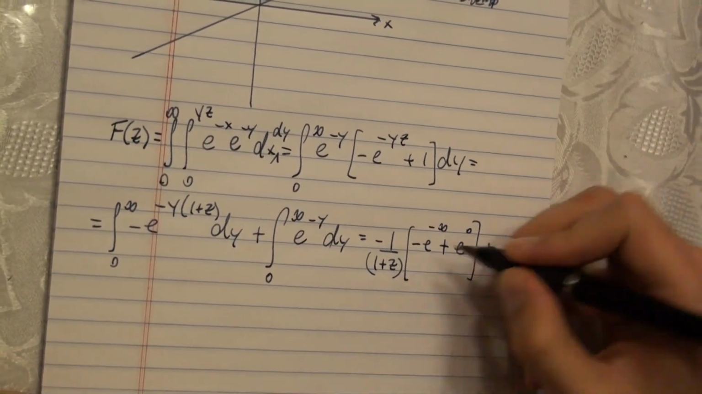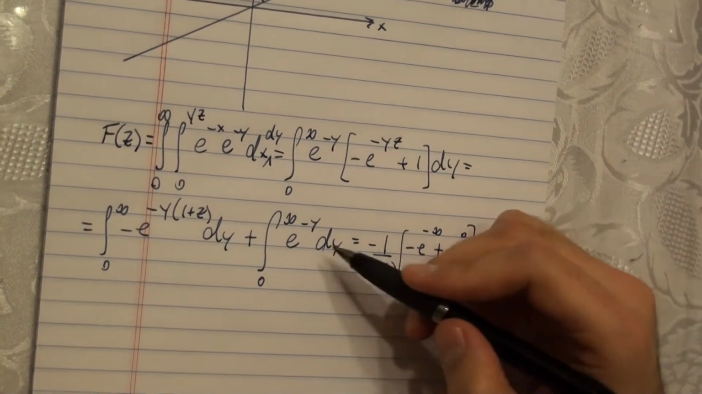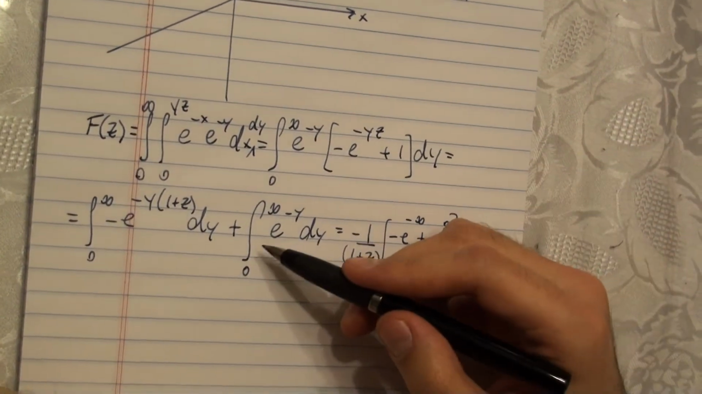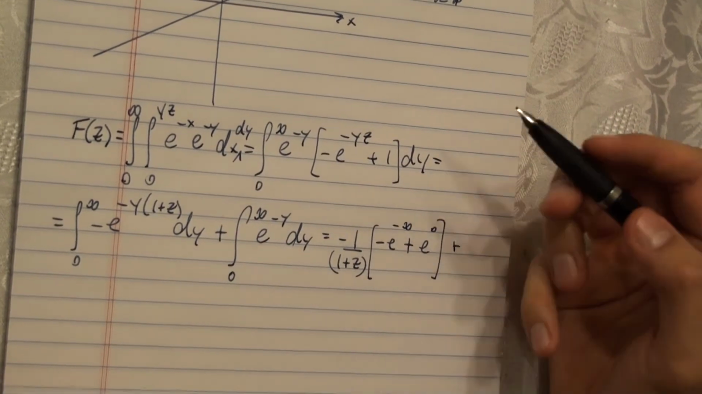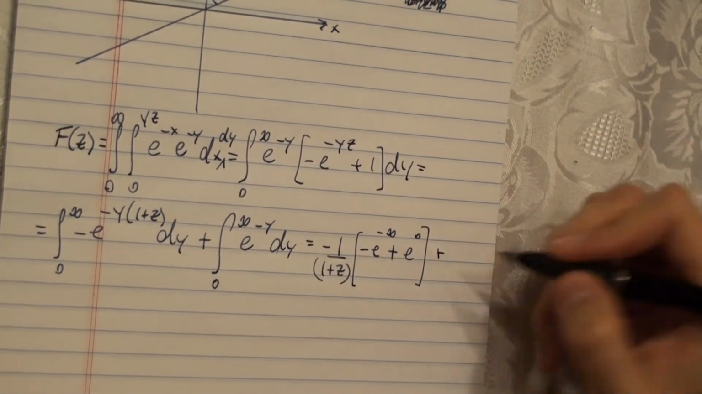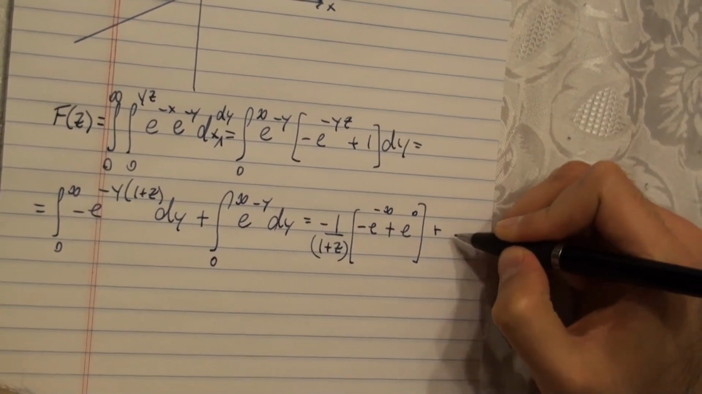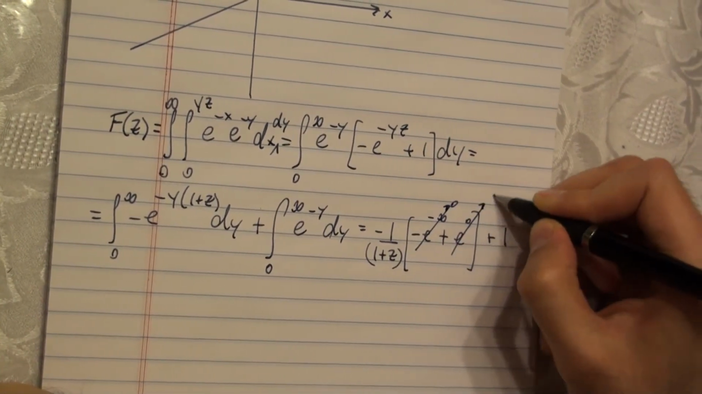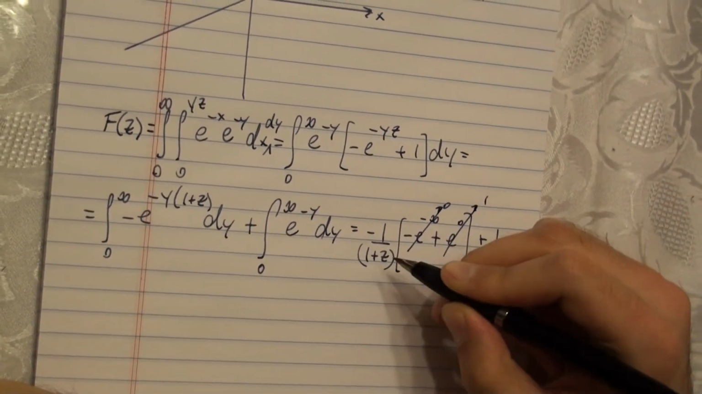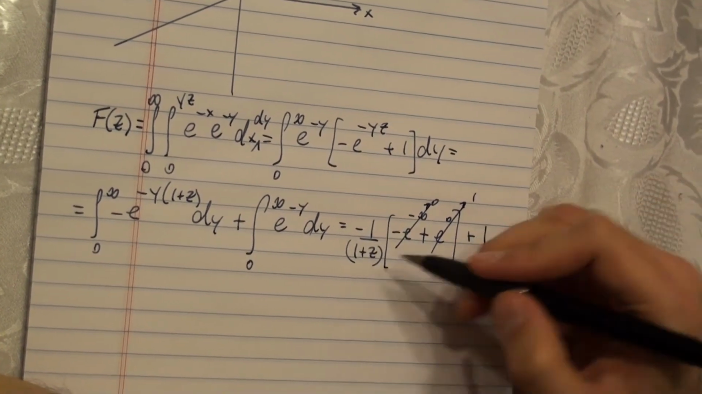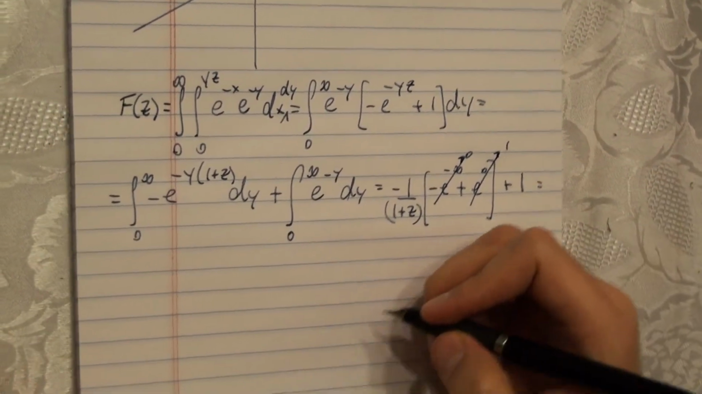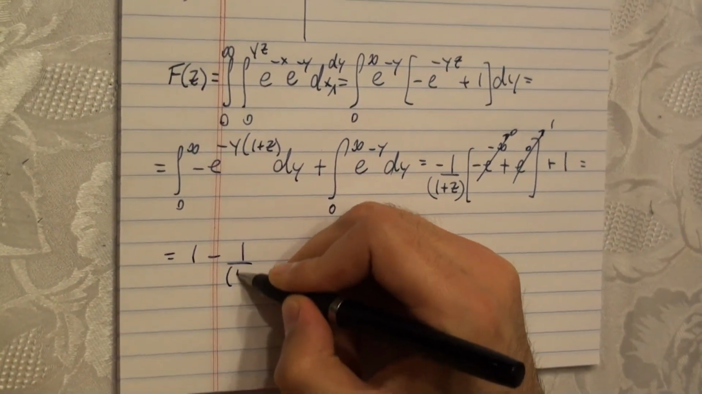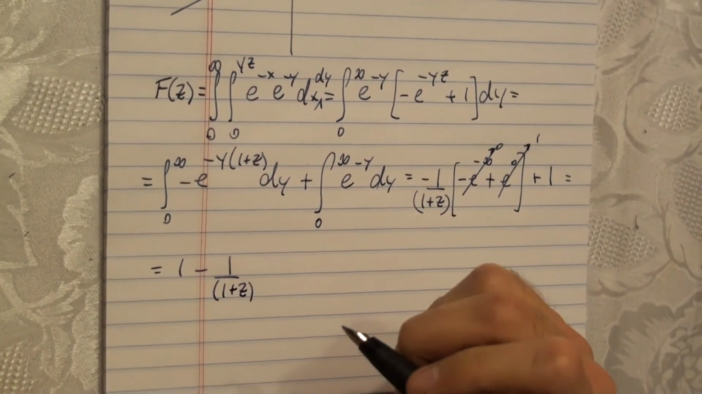So plus this guy becomes 1 because we know minus e to the minus infinity is 0, and minus e to the 0, right? We have 2 minuses, which becomes a plus. So here we get a 1. So this goes to 0, and this goes to 1. So we're left with 1 minus this. So this becomes 1 minus 1 over 1 plus z.